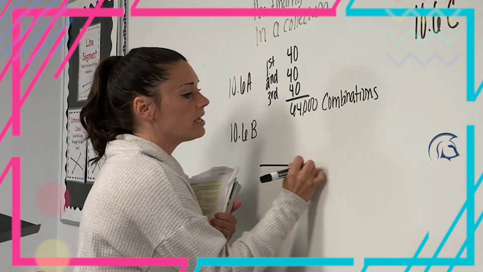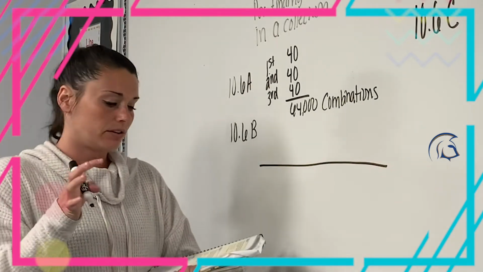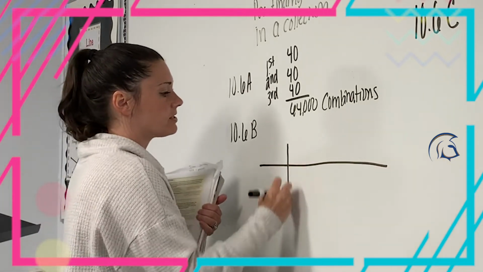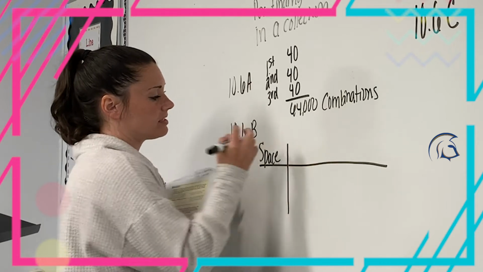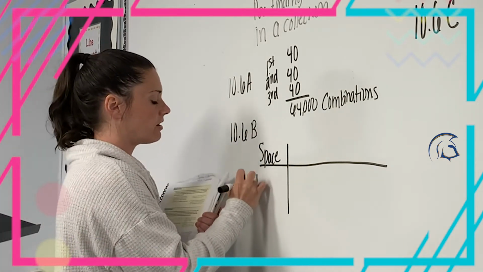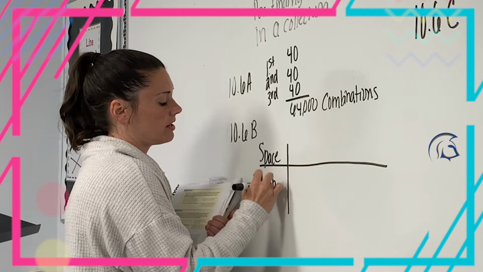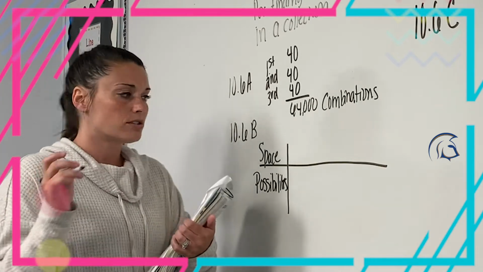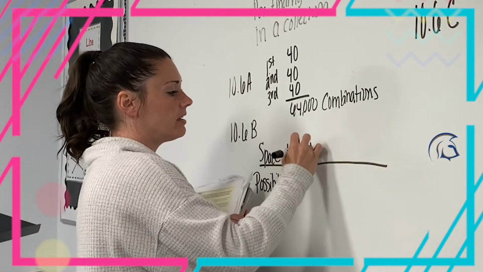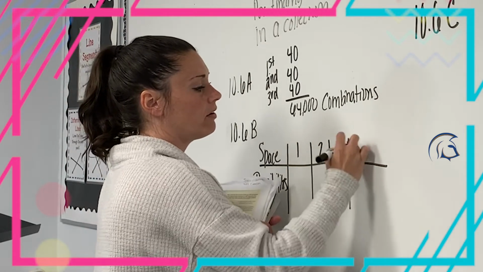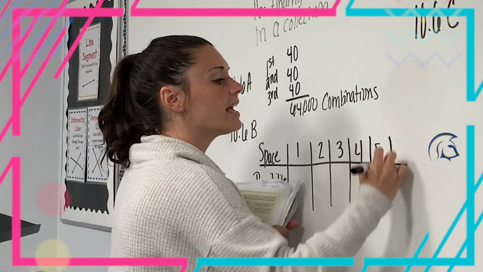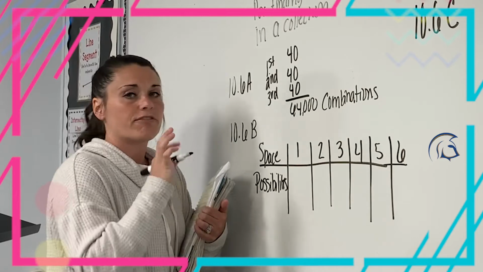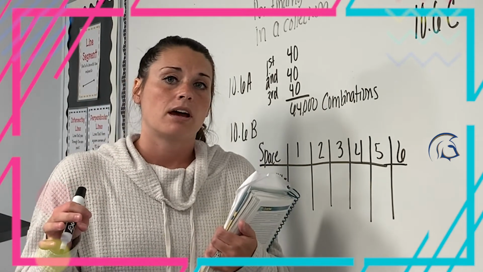Here it's easy to just go ahead and do a little table chart. It's in your book on page 483. You can look at it. And so it just kind of sets it up like this. This is the space. There's going to be 6 characters all together, and it just labels it possibilities. So I'm going to go ahead and label 1, 2, 3, 4, 5, and 6 because it's going to be 6 characters.